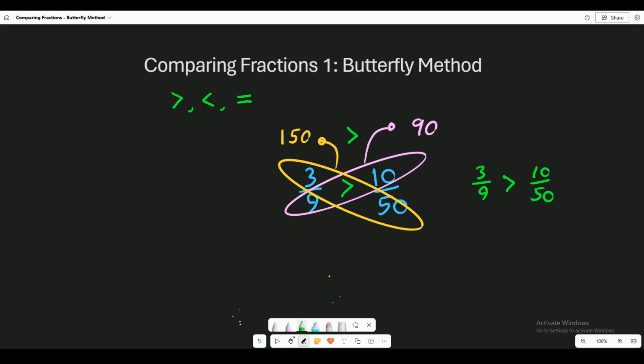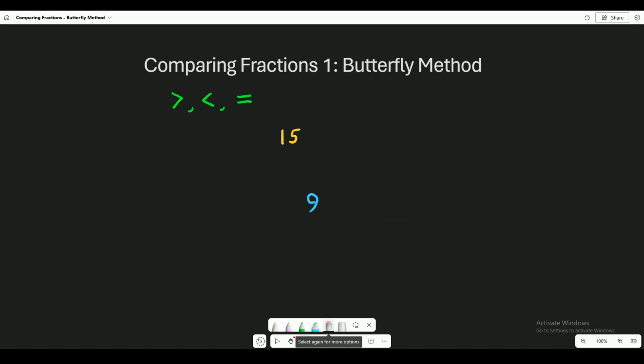Just like that. See how this works? It's a very quick way to compare fractions if you don't know which one's greater or if they're equal. It's a very quick way. Let's do 2 more examples and then we'll conclude our lesson for today.